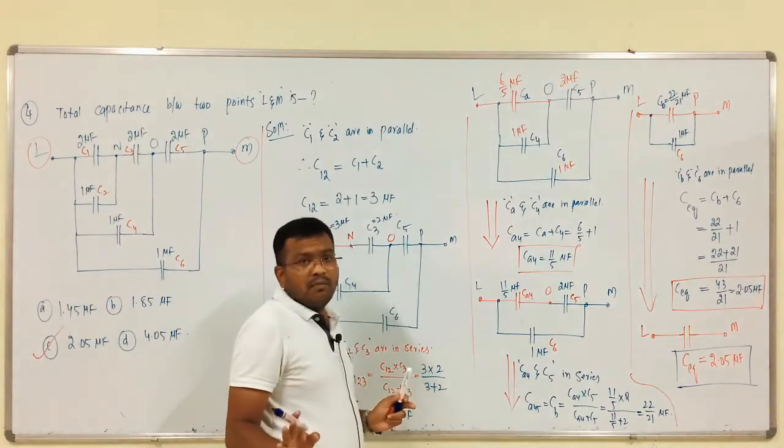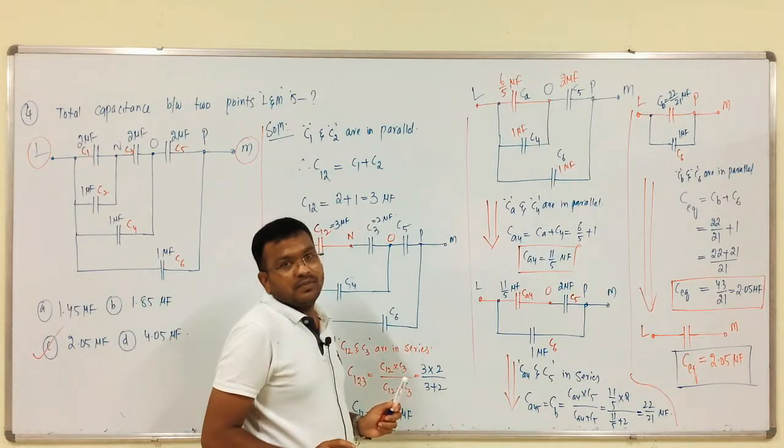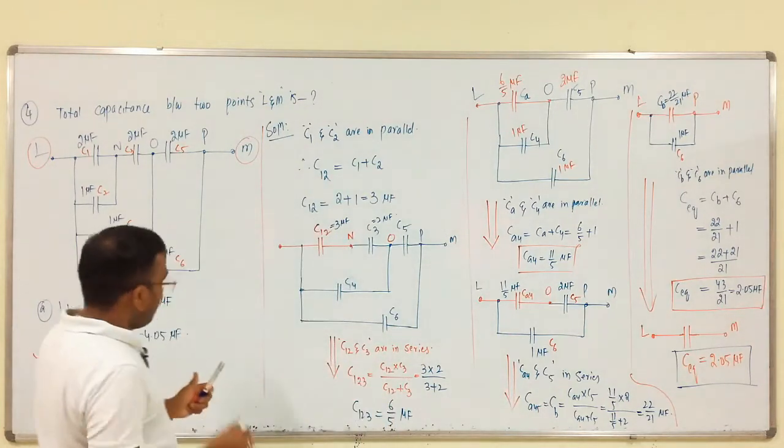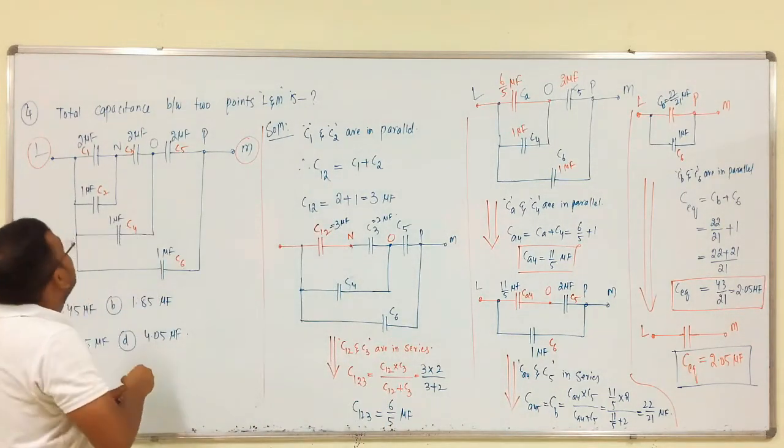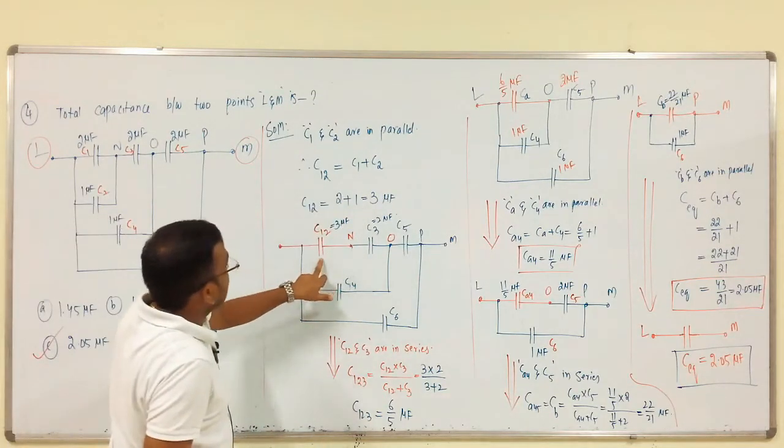There is a systematic way of approach. For every problem you have to do like this. Okay, there is a systematic way of approach. First, there is no confusion at all. Just simply analyze the elements. These two are connected in parallel, that's why add them. This is 3 microfarad.